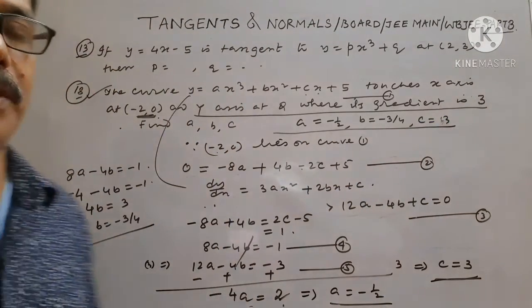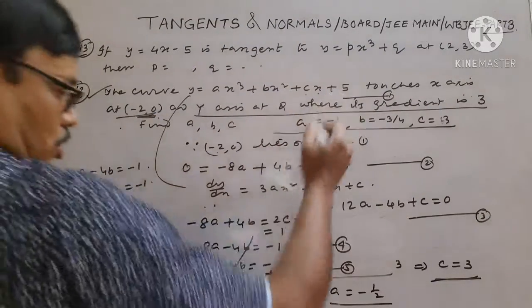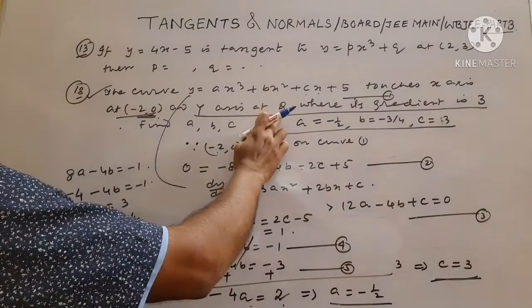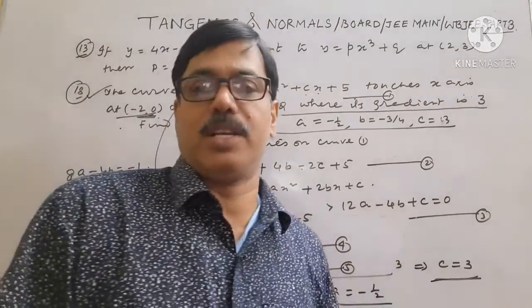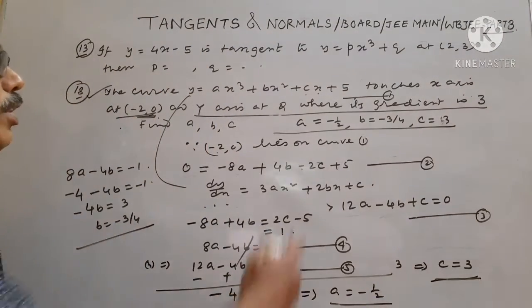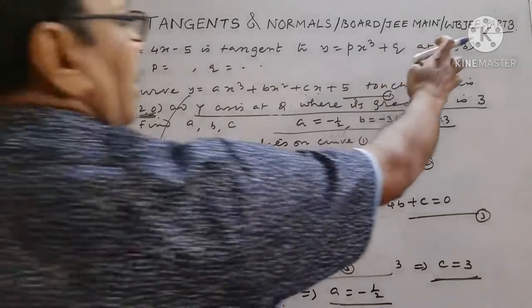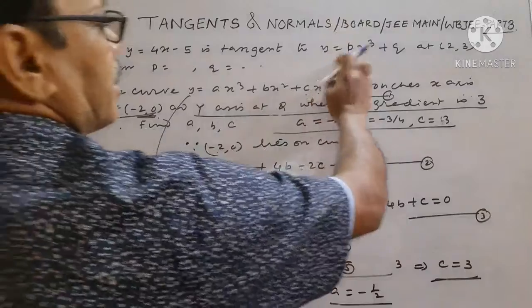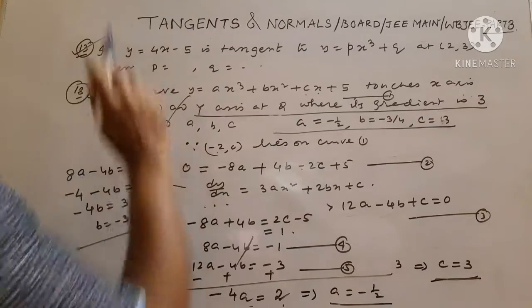So, this is our problem. The tangent is parallel to the x-axis, it touches, so dy dx equals 0. And the slope at Q, where it cuts the y-axis, is 3. We are getting the second condition. Now the point minus 2, 0 lies on the curve. Three conditions, three unknowns, so we are getting a, b, c. Now the other one is exactly like problem 7. So 2, 3 lies on the curve, you get one condition. And dy by dx at 2, 3 equals dy by dx of this line. You are getting p and q. This is a very simple problem.